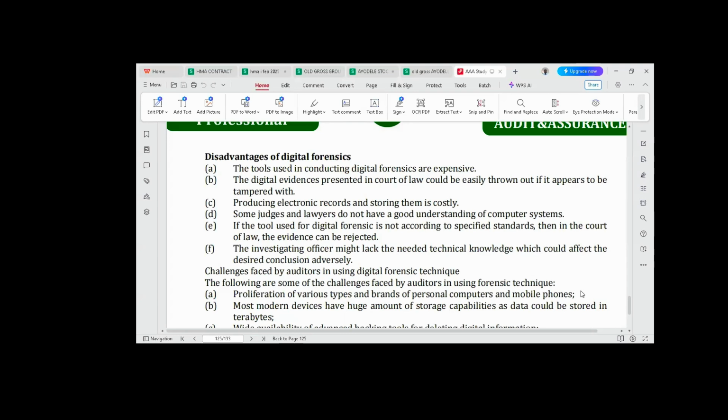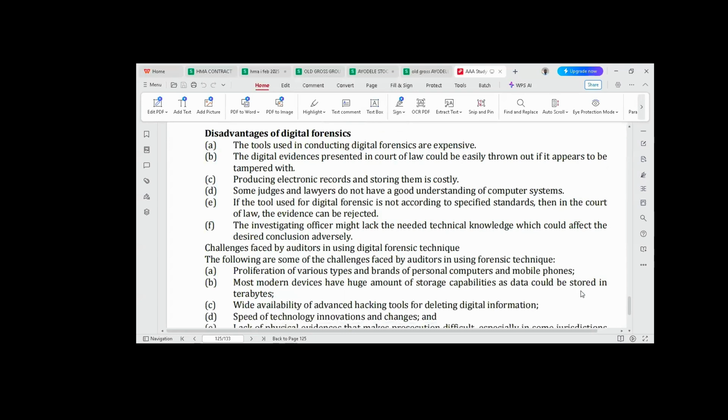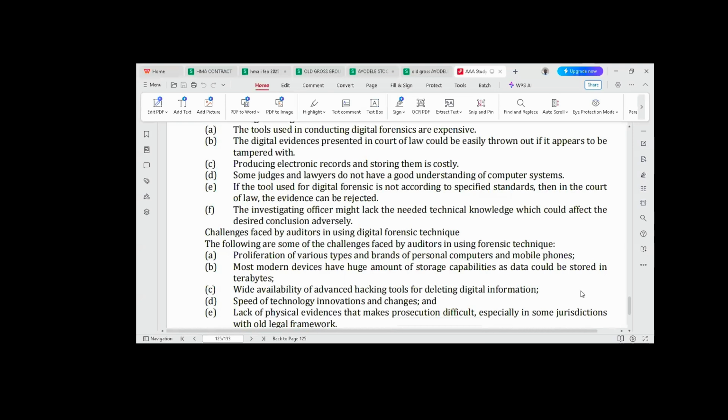Okay. Most modern devices have huge storage capacities, as data could be stored in terabytes. So what that means is that most devices have huge data capacities, and that is a challenge. When they store information in terabytes, the more space the information occupies, the more time the auditor will spend.